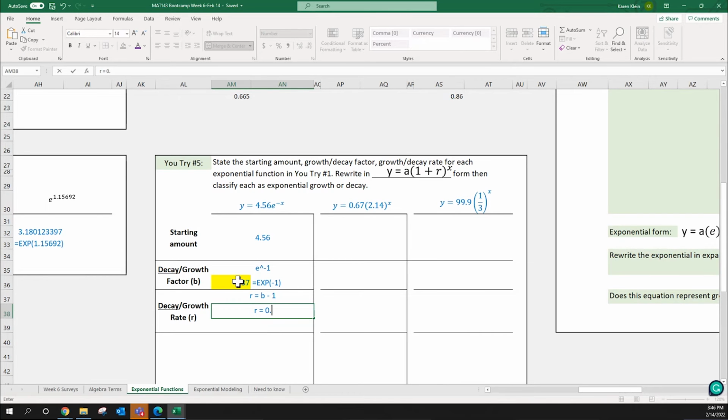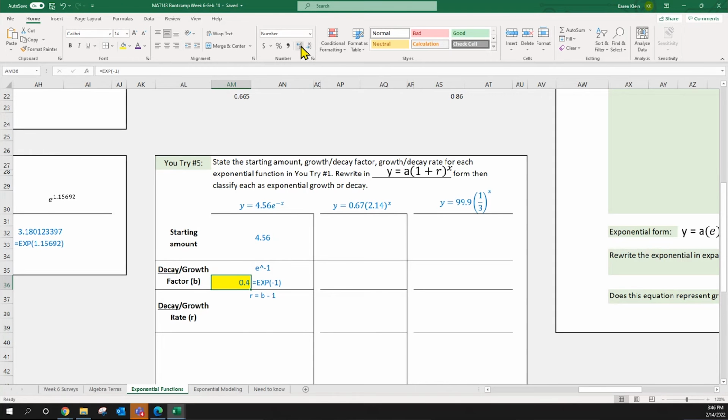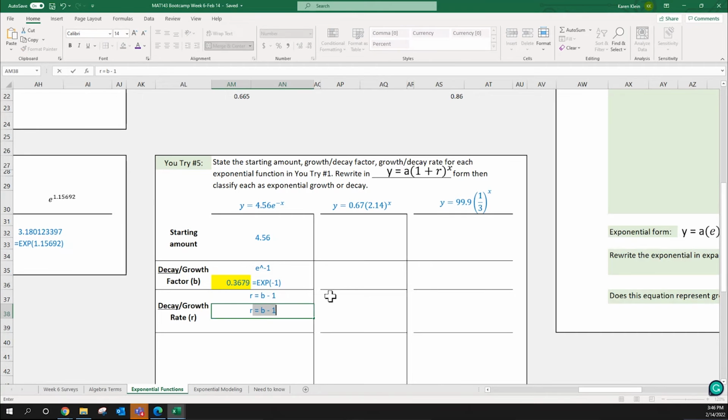And actually, this is probably a little bit more than 3.7. So let me expand that to 4 decimal places like we did before. So this is going to be R equals 0.3679. Subtract off 1.